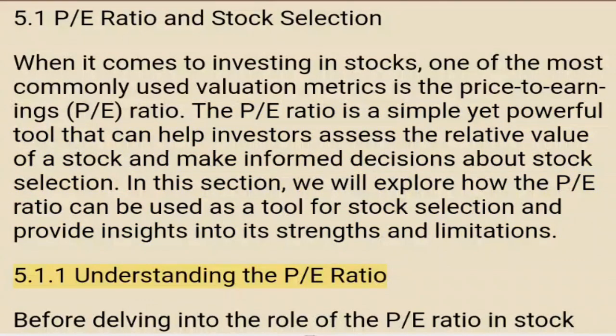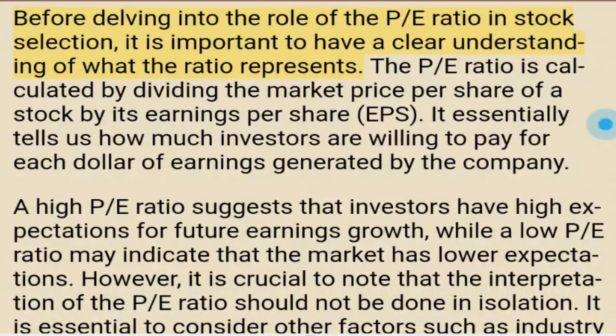5.1.1 Understanding the P/E ratio. Before delving into the role of the P/E ratio in stock selection, it is important to have a clear understanding of what the ratio represents. The P/E ratio is calculated by dividing the market price per share of a stock by its earnings per share (EPS). It essentially tells us how much investors are willing to pay for each dollar of earnings generated by the company. A high P/E ratio suggests that investors have high expectations for future earnings growth, while a low P/E ratio may indicate that the market has lower expectations.